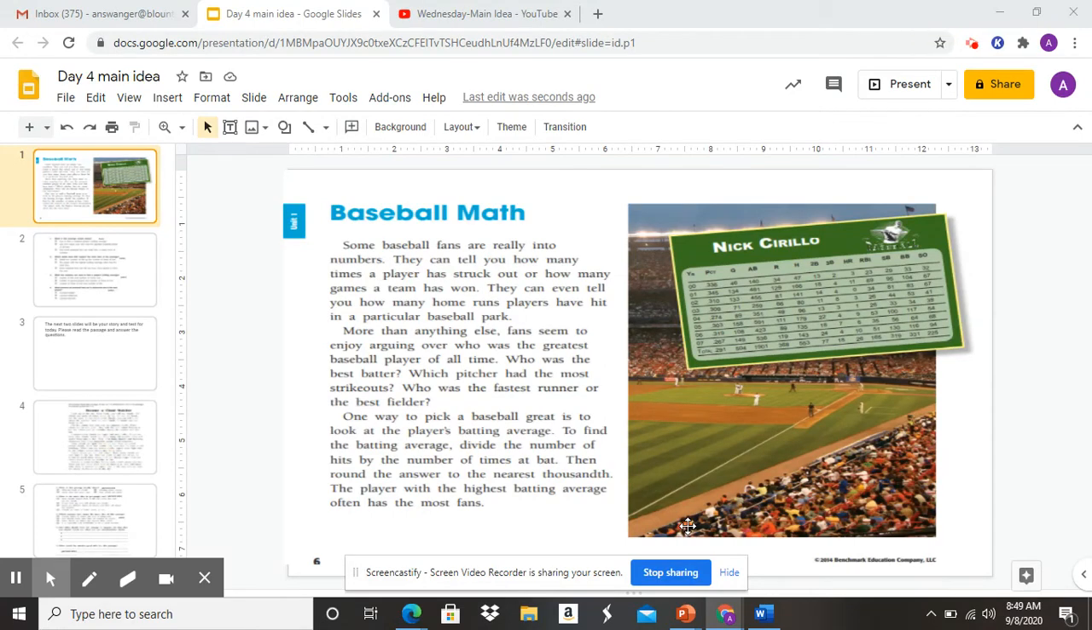Today is our last day working on main idea and supporting detail. We've worked on main idea and supporting details all week long. Remember, the main idea is what the passage is mostly about. My supporting details are lines and things in the sentences in the text that prove to me that is the main idea. So what I'm going to do today is read this passage with you, Baseball Math.